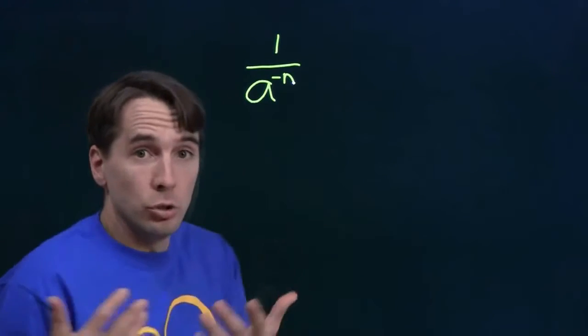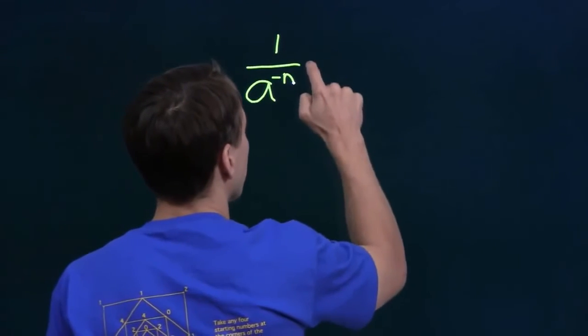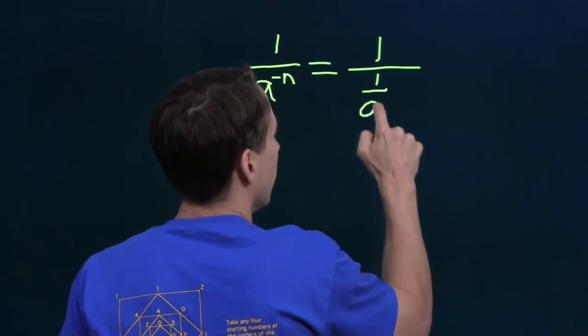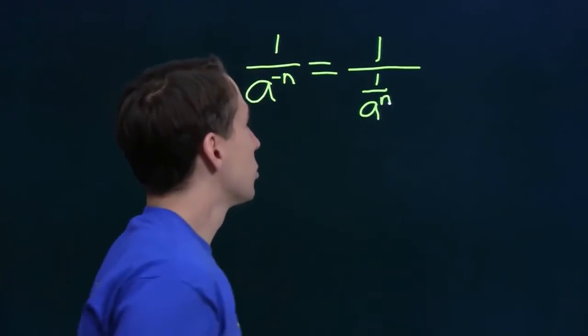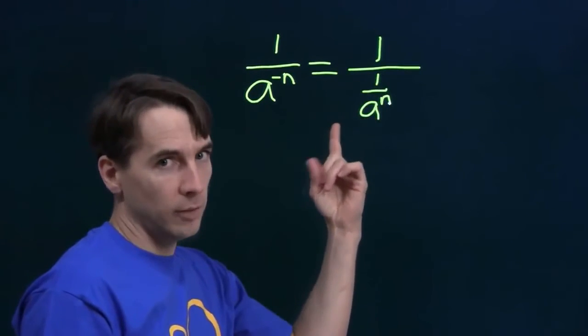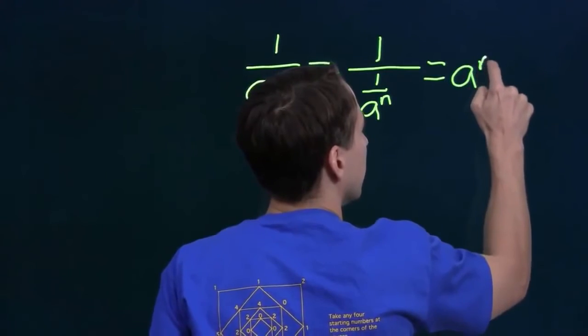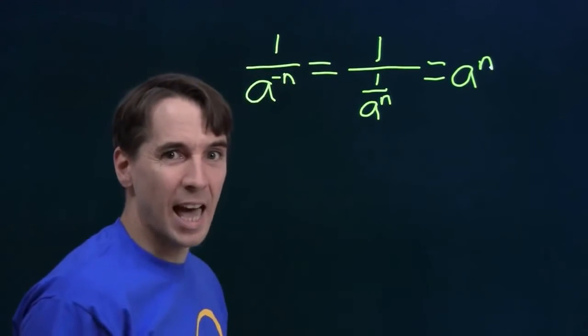And once again, we'll just use our definition of negative exponents. A to the minus n, that's just 1 over a to the n. So now we have the reciprocal of a to the n. We get a to the n back. Really is as easy as that.